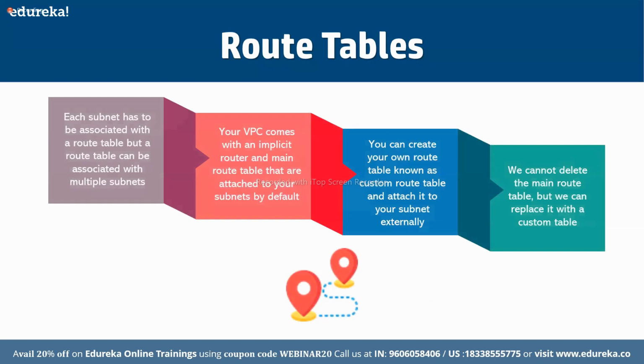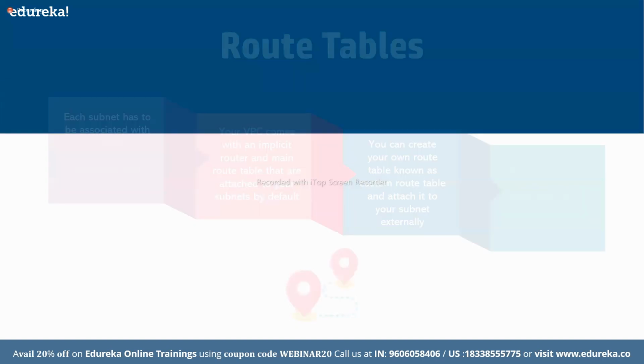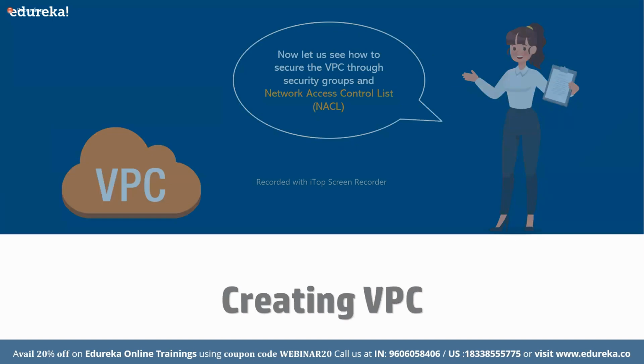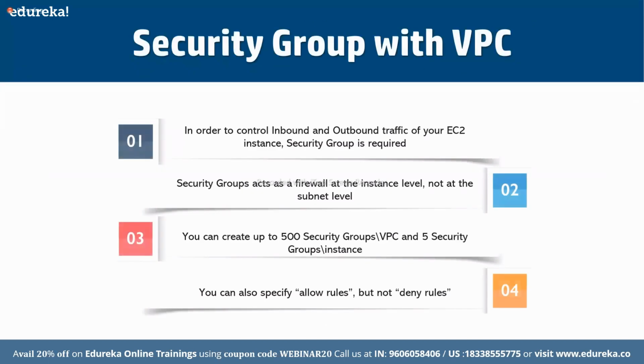Then in the routing table, it also acts as a load balancer where you decide which traffic should go ahead, which traffic should be blocked, like that. Then once this is done, you're all set to create VPC, and you can very well create your VPC.